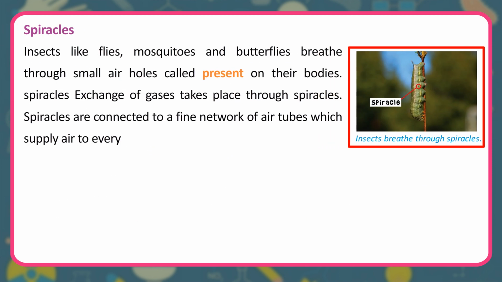Spiracles. Insects like flies, mosquitoes and butterflies breathe through small air holes called spiracles present on their bodies. Exchange of gases takes place through spiracles. Spiracles are connected to a fine network of air tubes which supply air to every body surface.